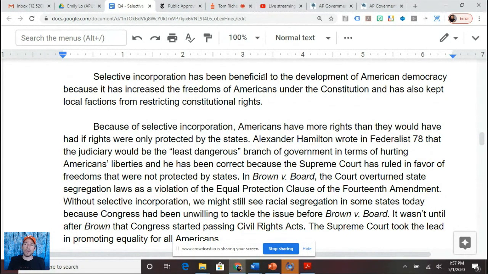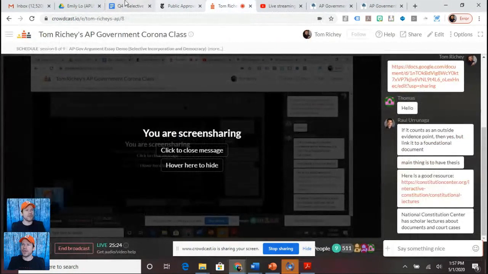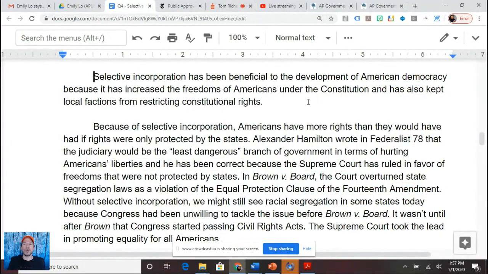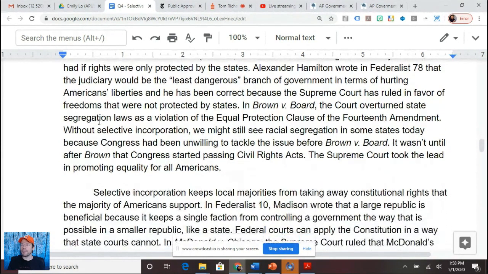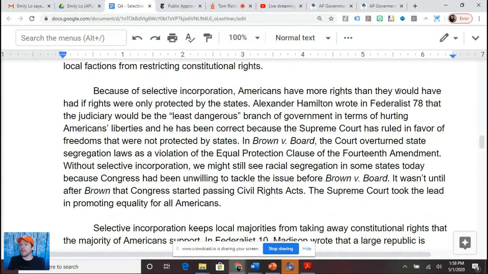So selective incorporation has been beneficial to the development of American democracy because it has increased the freedoms of Americans under the Constitution and has also kept the local factions from restricting constitutional rights. Now, you can tell here that I am going to be getting into Federalist 10 because I've used the word factions. I'm talking about the influence of local factions.